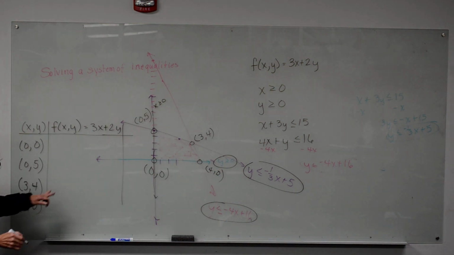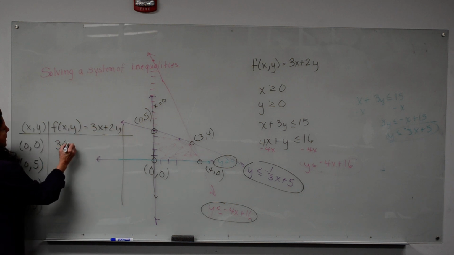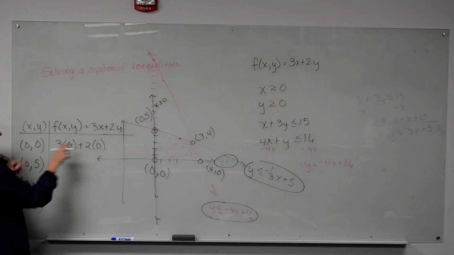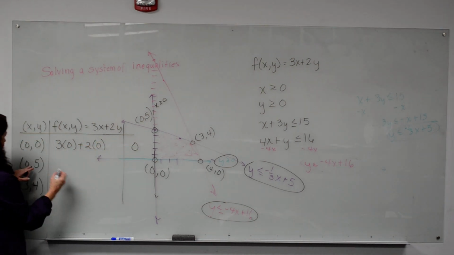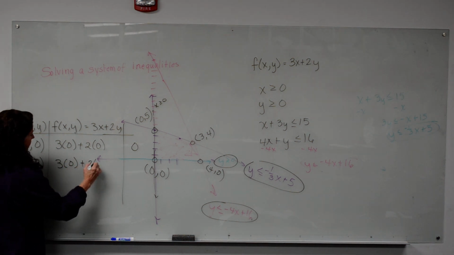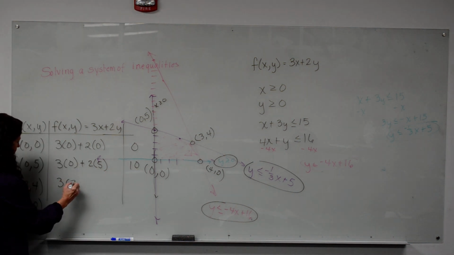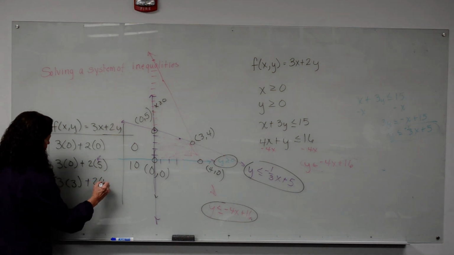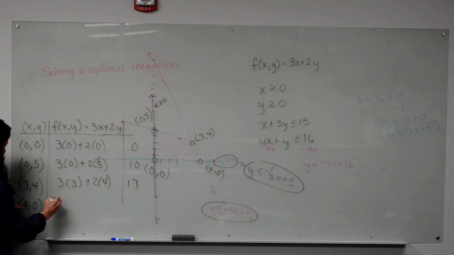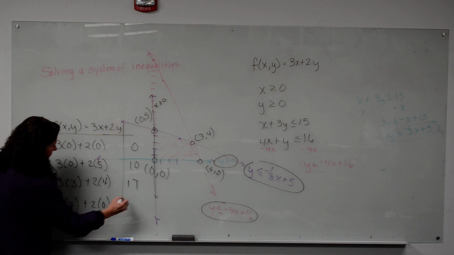Okay, once I get all those points, oh, I forgot about the table. Remember what I'm going to do is I'm going to plug these in. 3 times 0 plus 2 times 0, because I plug in the x and the y, it's going to give me 0. 3 times 0 plus 2 times 5, that's going to give me 10. 3 times 3 plus 2 times 4, that's going to give me 17. 3 times 4 plus 2 times 0 is going to give me 12.